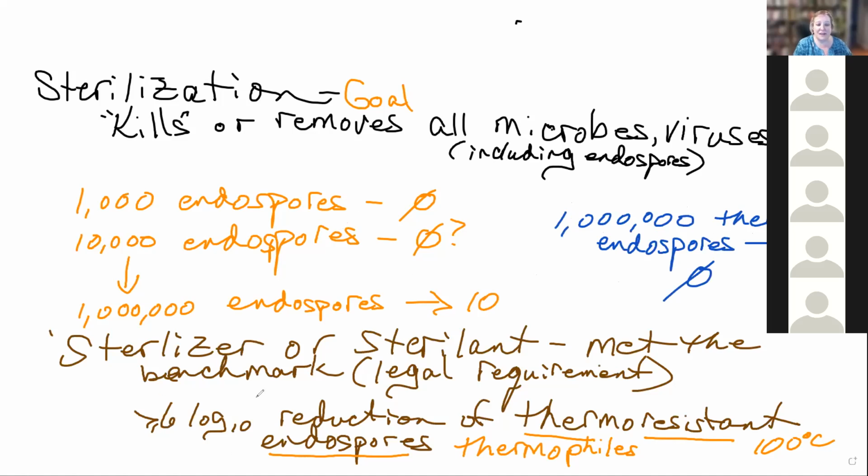So what does this 6 log reduction mean? Well, log 10 means how many zeros, and this 6 refers to the number of zeros. 1, 2, 3, 4, 5, 6. So in other words, I've killed all 1,000,000 of them. Okay, how are we doing?